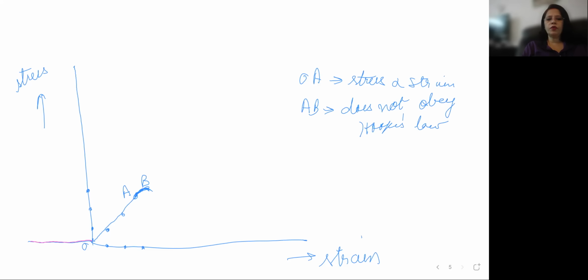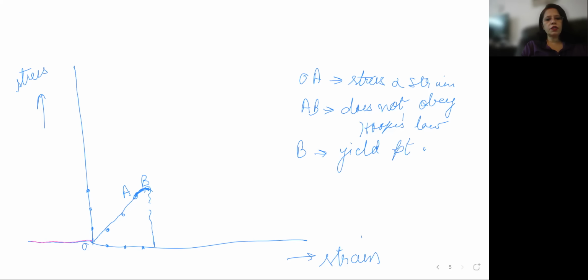If the deforming force is removed, it is deformed till here, but on removal of force, it is coming back to its original position. That means it is showing elasticity, but it does not obey Hooke's law. After B, it does not show elasticity. So B is called yield point. Till B, elastic behavior is shown.